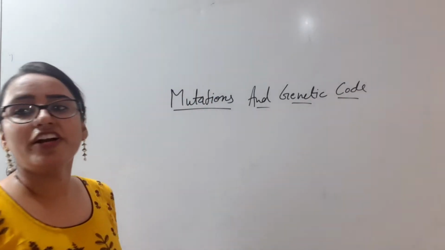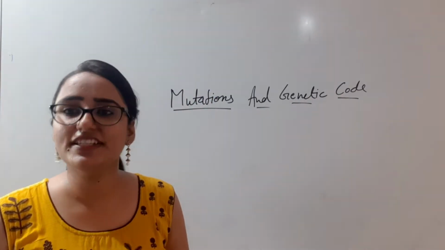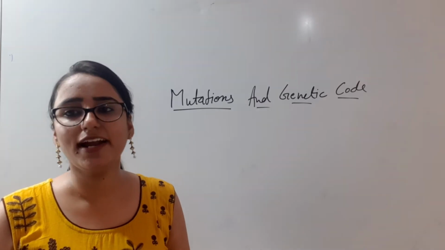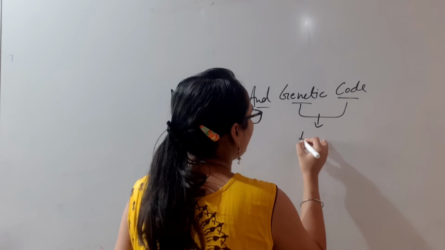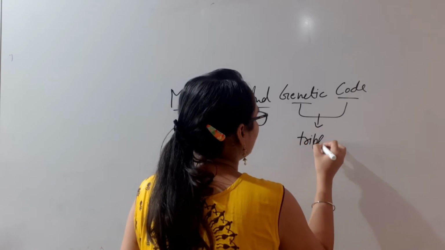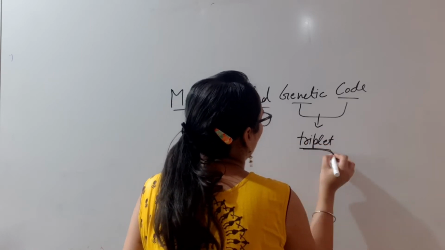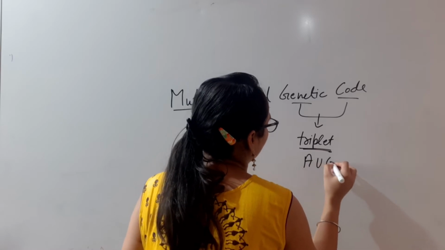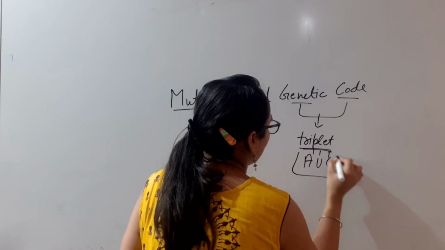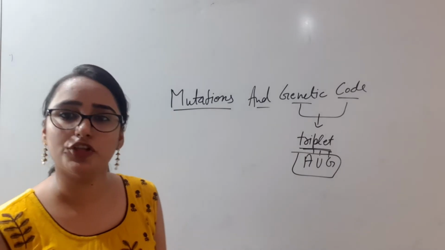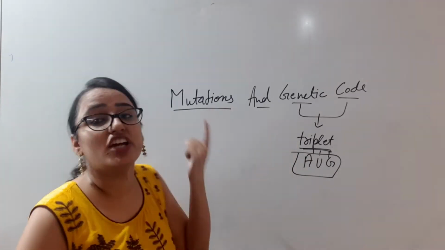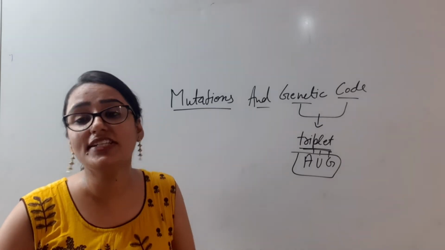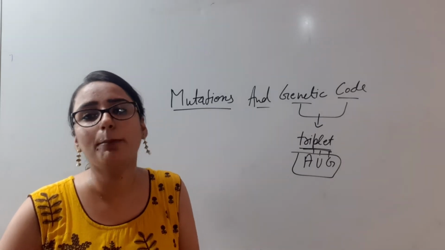So we had already discussed about genetic code. What is genetic code? Genetic code is basically a triplet of nucleotides. Okay, it means made up of 3 nucleotides. For example, AUG is a codon which will code for methionine amino acid. Okay. So how this mutation and genetic code are related to change in the amino acid sequence of the protein?